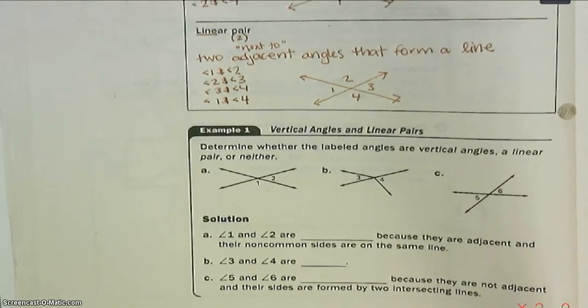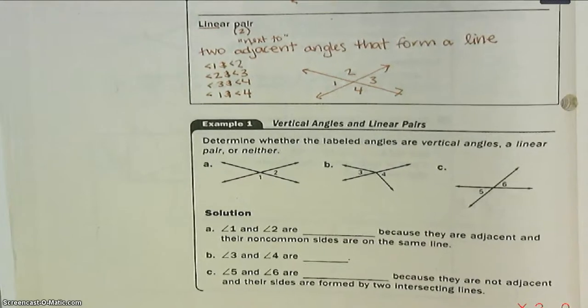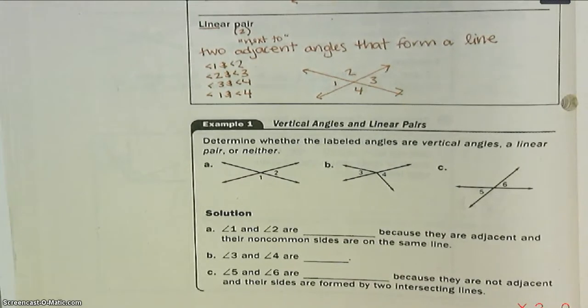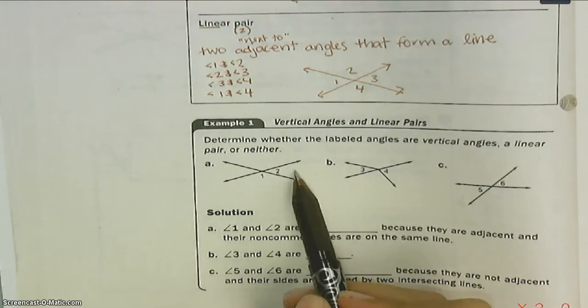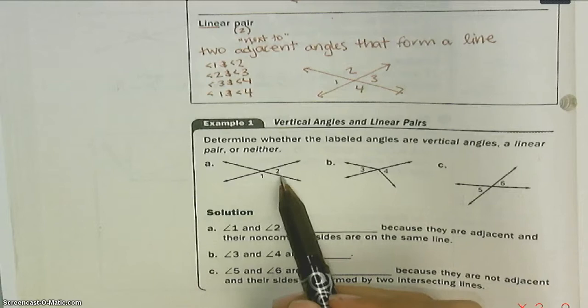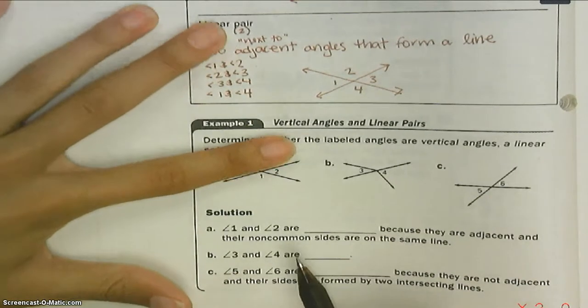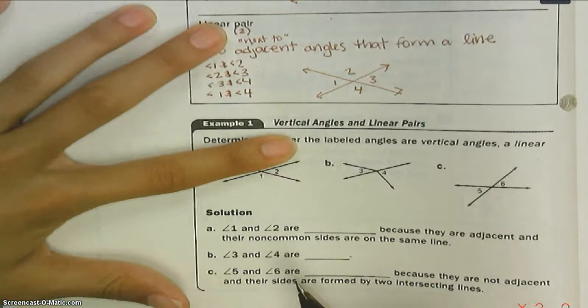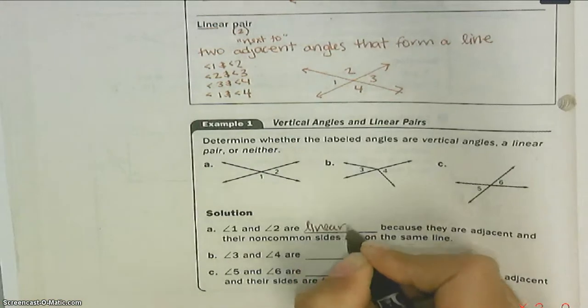Determine whether the labeled angles are vertical angles, a linear pair, or neither. So basically, are they opposite each other? Are they making a line? Or neither? Let's see, 1 and 2 are next to each other. They're not across. So that means they're not vertical. And if I cover up all the other angles, are they making a line? Yes, they are. So they are a linear pair.